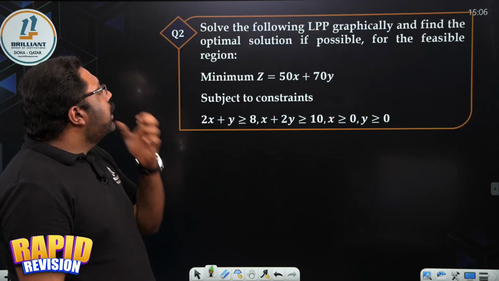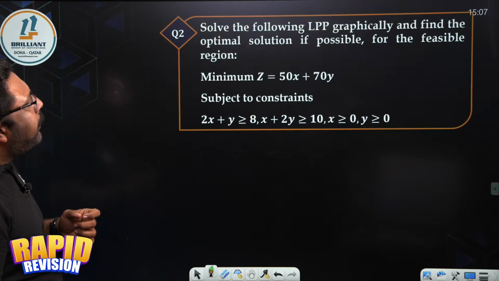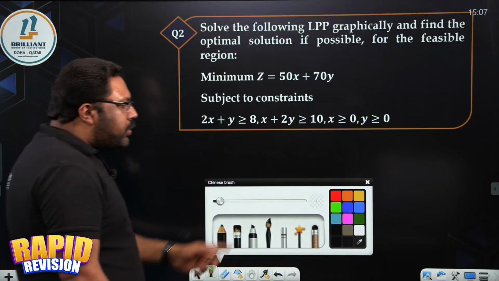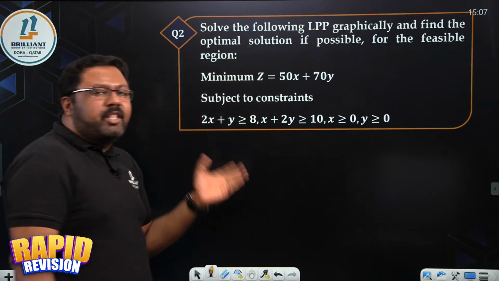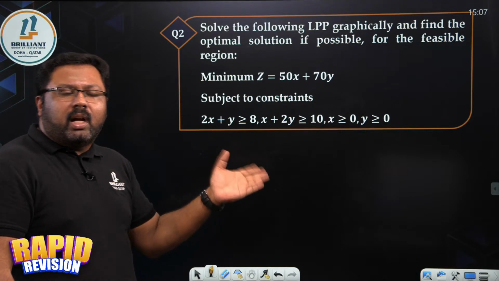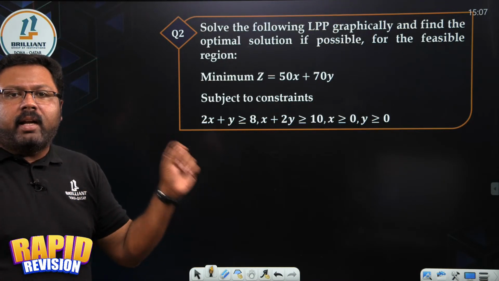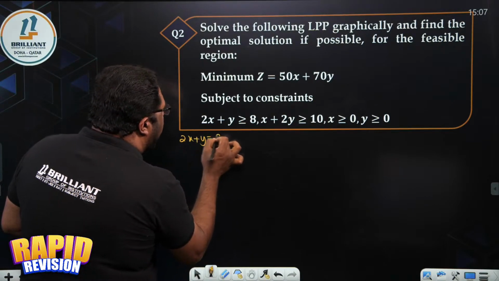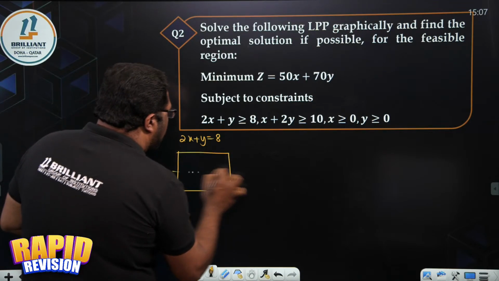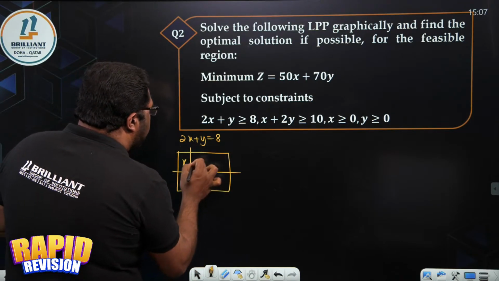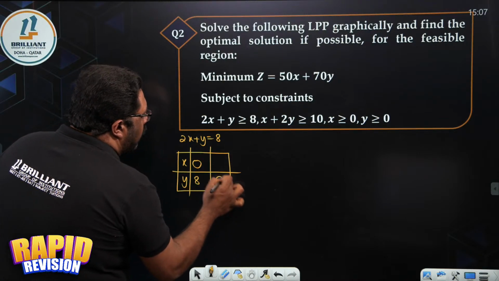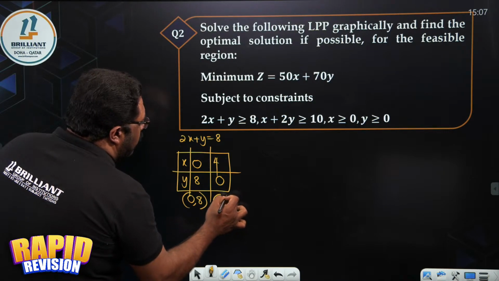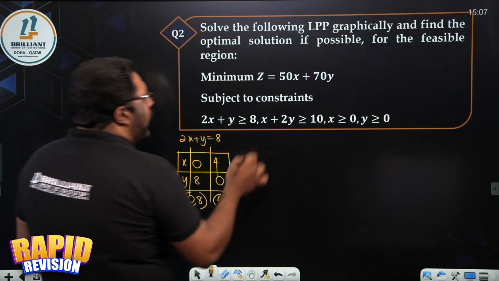Okay? So please look at the question. Solve the following LPP graphically and find the optimal solution if possible for the feasible region. Now solving I will do quickly because I've explained for the first question how to draw the graph and everything. Only the unbounded part I will explain properly. Listen, so first constraint, 2x plus y equal to 8. X equal to 0, y equal to 8. Y equal to 0, x equal to 4. So (0, 8), (4, 0). The points for the first line is ready.